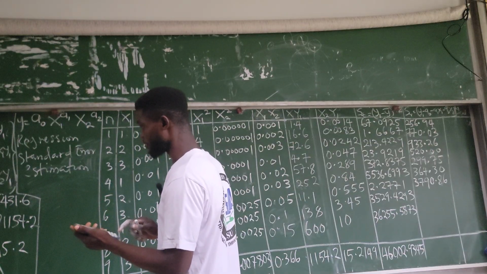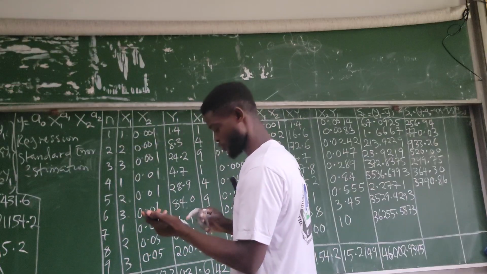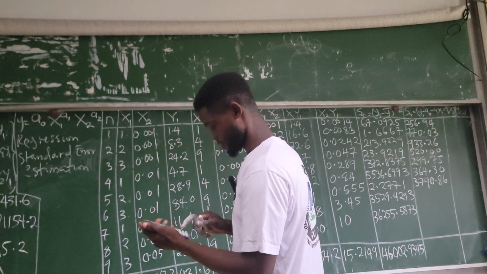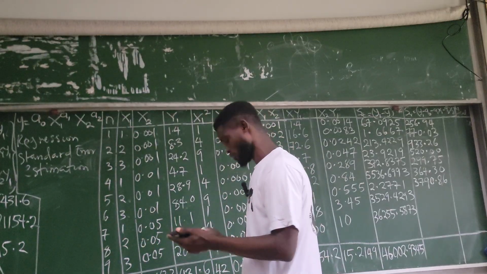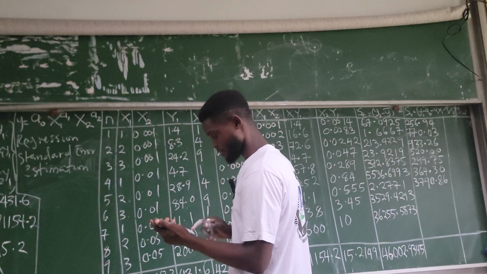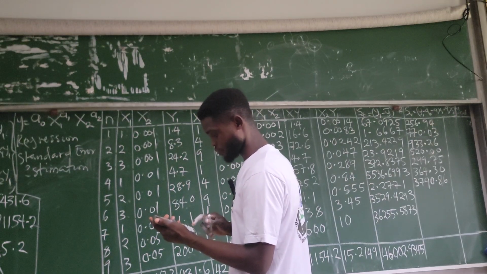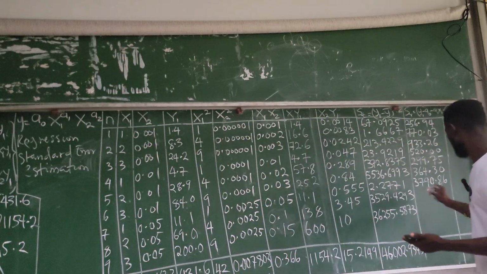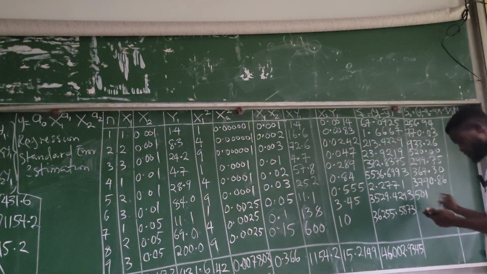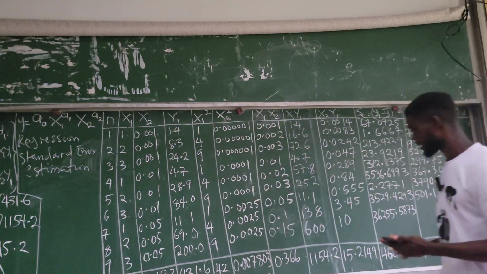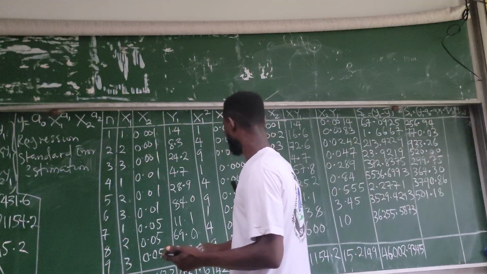2 minus 1129.34 times that column is 0.05. 0.05 is equal to, you square the answer. So we have 501.18. So after that, the last part is what? 200.